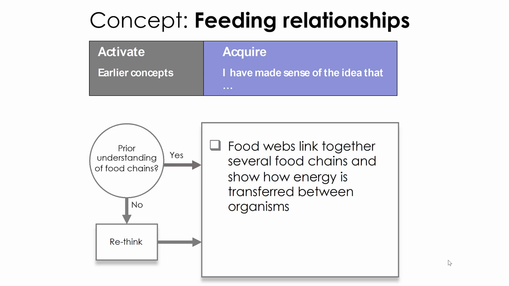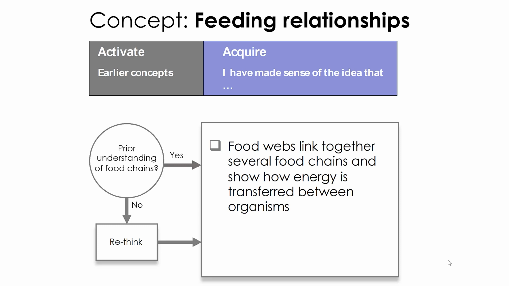Let's see how this law of diagnosing before you teach works with an example, the concept of feeding relationships. The first step is to identify any concepts that are important for students to understand before you start the new material. In this case, we're teaching food webs, and we're building on the earlier concept of food chains. This is usually taught in primary school.